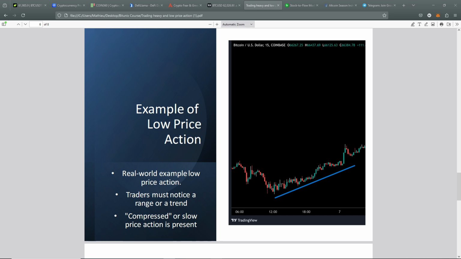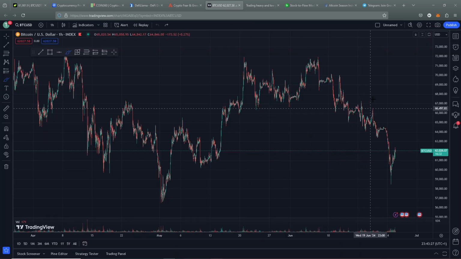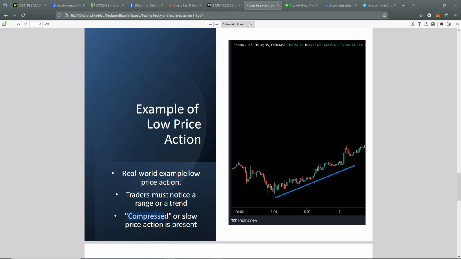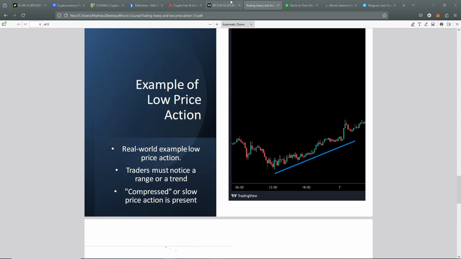that might also be seen on the volume indicator as well. Here, you're typically going to want to notice either a range, so something more flat, or a trend, whether it's an uptrend or downtrend, but steady, or a range-bound price action, okay? So not something like here where you have these very aggressive spikes. You'll also typically notice compressed or slow price action that will be present, right? The price should be fairly compressed in this type of situation.